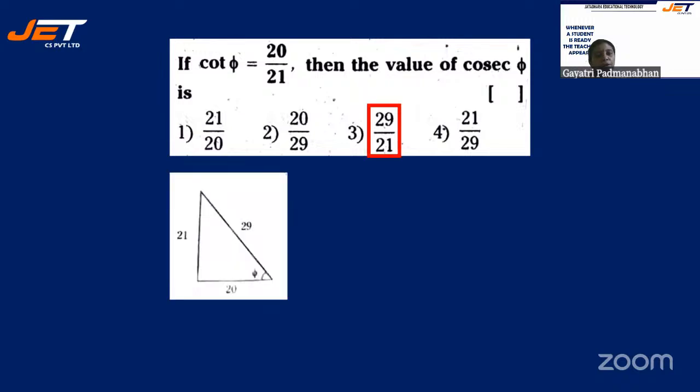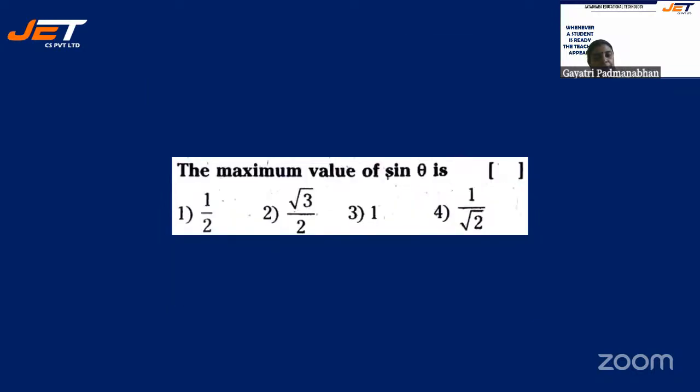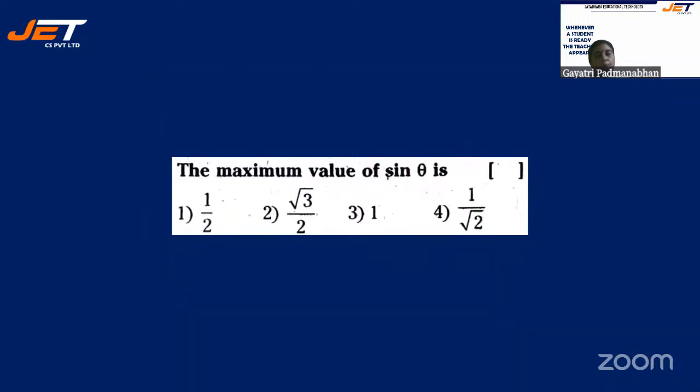So here, what is cot theta? It is nothing but adjacent side by opposite side. So adjacent is 20 by 21. What is cosecant? 1 by sine. In other words, hypotenuse by opposite side, which is 29 by 21. Okay, you just have to substitute in this and then find out the value. All right.